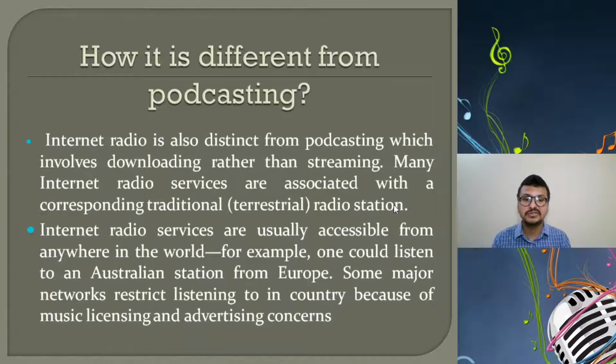Internet radio services are usually accessible from anywhere in the world. You can access the radio service anywhere, you just need to have the internet. For example, one could listen to an Australian station sitting in Europe. Like we are sitting in India, we can also access a European program. Some major networks restrict listening to within the country because of music licensing and advertising concerns. Different countries have different advertising policies, so they restrict some of the programs. You cannot access a particular country's internet radio, because it includes advertisements also while streaming.